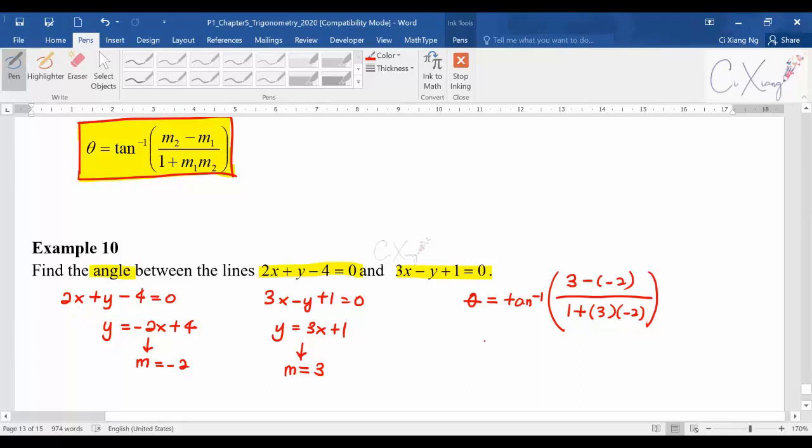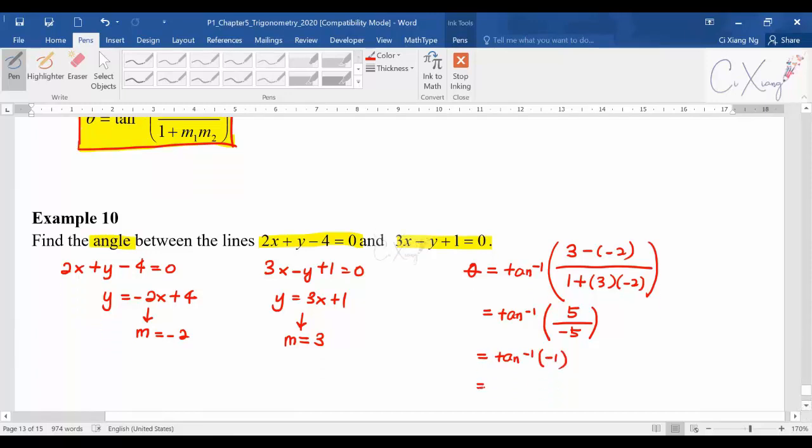So what I have here is tangent inverse. 3 plus 2 is 5, and then I have a negative 5 at the bottom. So what I have here is tangent inverse of negative 1. If I press tangent inverse of negative 1, I will get negative 45 degrees, and then I will change it to 45 degrees.